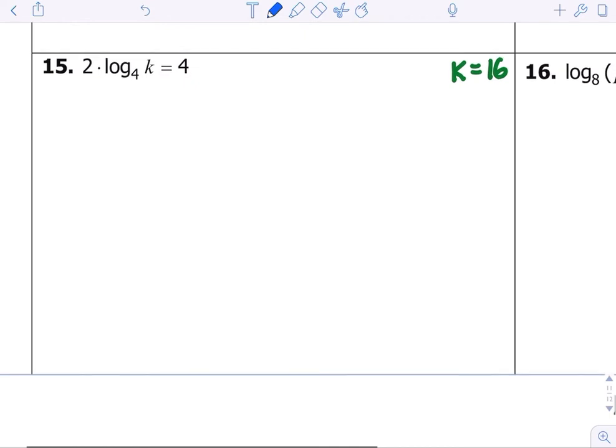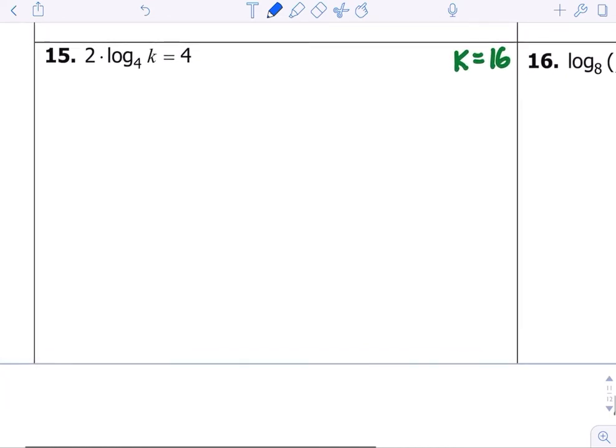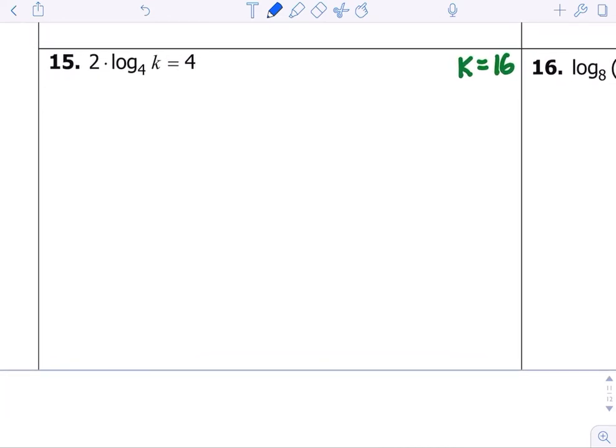For 15, we want it to be in log form. Now notice that there's no coefficients in front of the log. So let's move this 2 to be a power using the power rule. So log base 4 of k to the second equals 4.